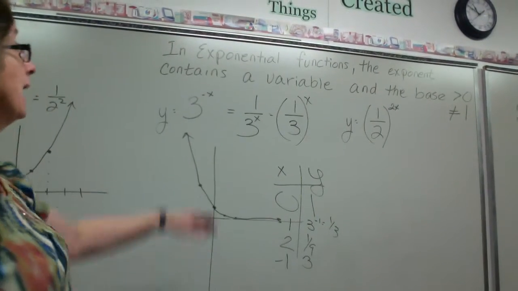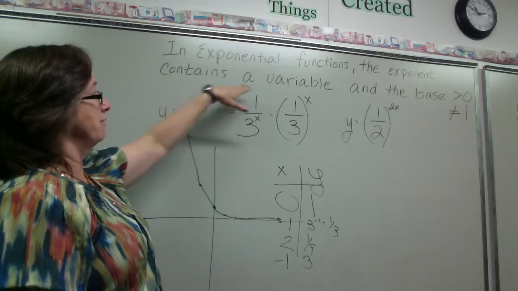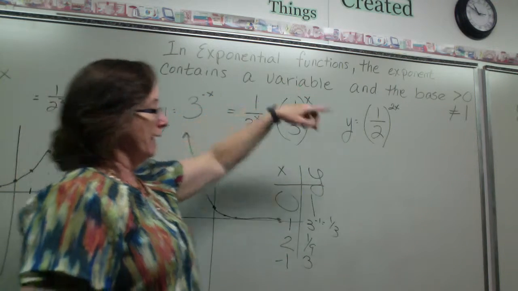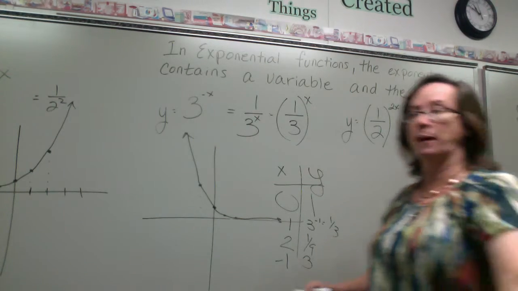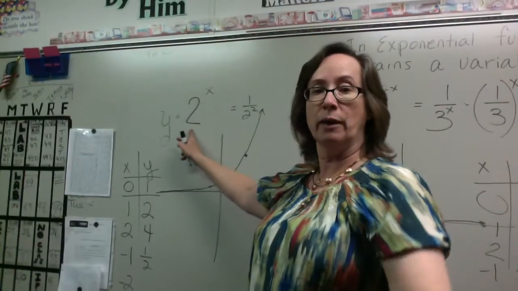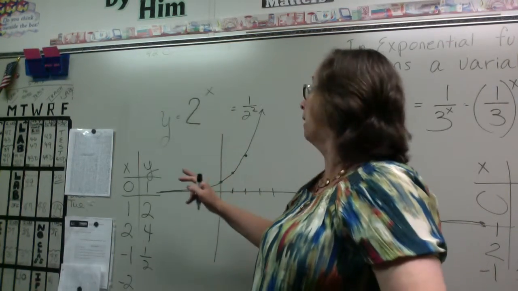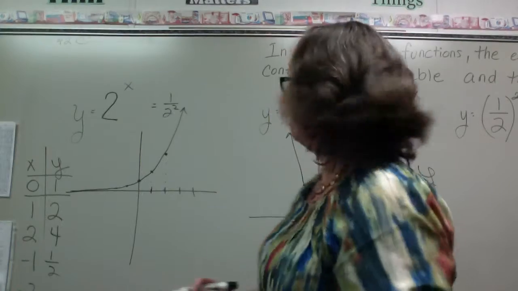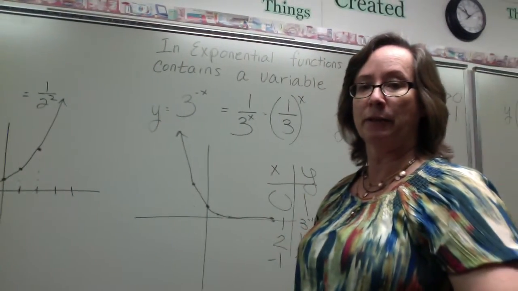Okay, now notice my little definition up at the top of the board. It says in exponential functions, the exponent contains a variable and the base has two qualifications. The base is greater than 0 and cannot equal 1. What would happen if this base over here was a 1? If the base was 1, it would be 1 to a power, and no matter what I gave the power, it would continue to be 1, wouldn't it? So it would not have an exponential curve at all.